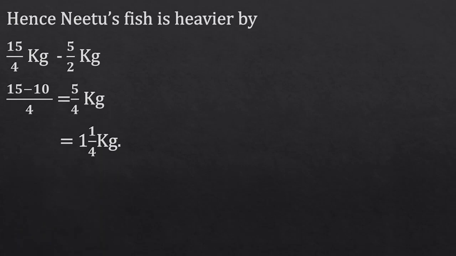Now we have to find out the difference, because we have to find out by how much Neetu's fish is heavier. It is 15 upon 4 kg minus 5 upon 2 kg, and your answer is 5 upon 4 kg, which is equal to 1 1 upon 4 kg.